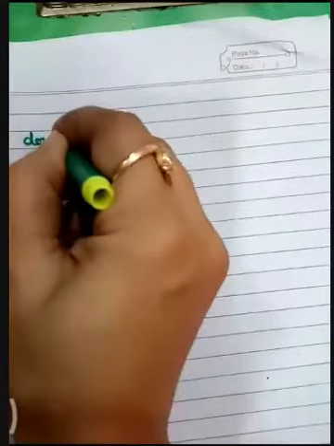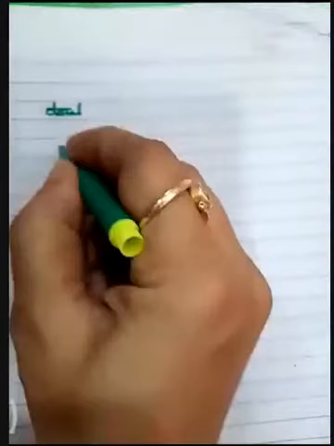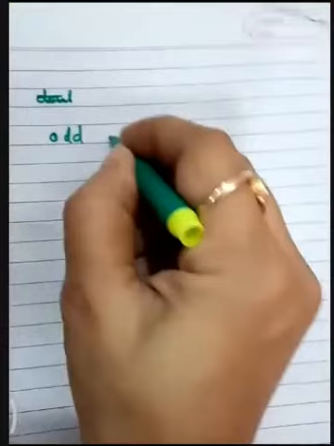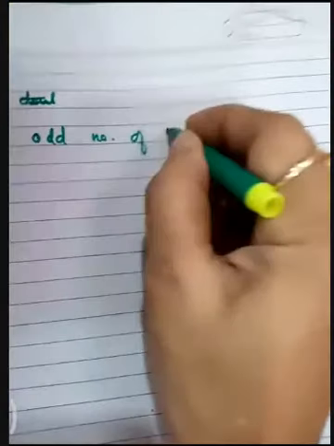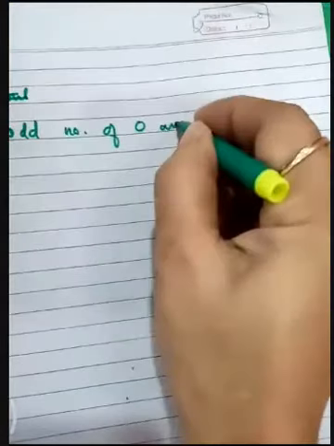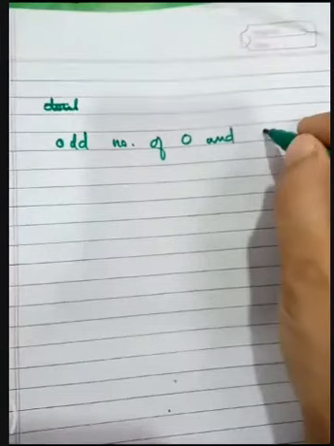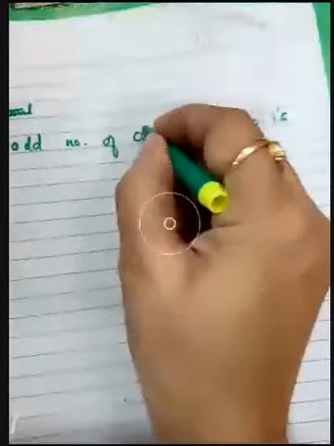Odd number of zeros, and so there will be 4 combinations. Odd number of ones, right? So there will be how many combinations? There will be combinations like odd number of zeros and odd number of ones.